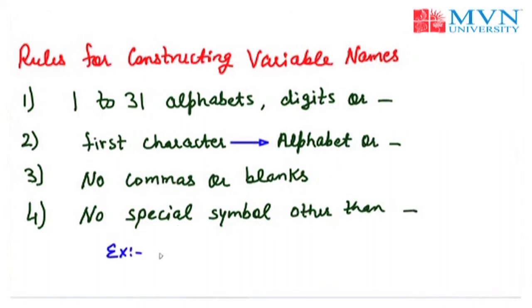For example, si_int or t_si. These are the example of variable names used in C. For constructing variable names of all types, the same set of rules are applied.